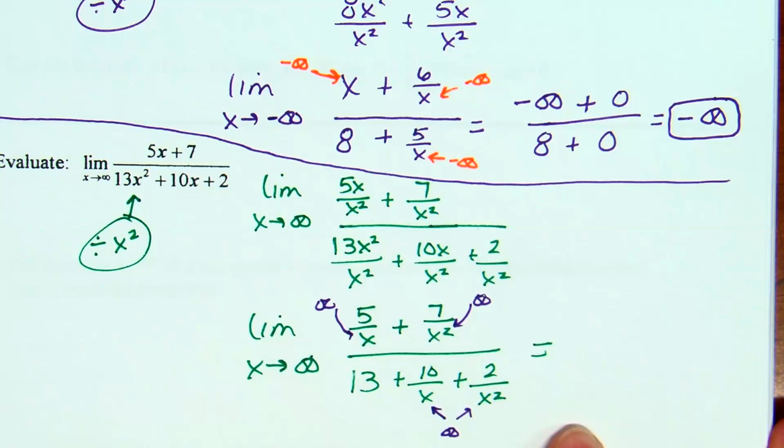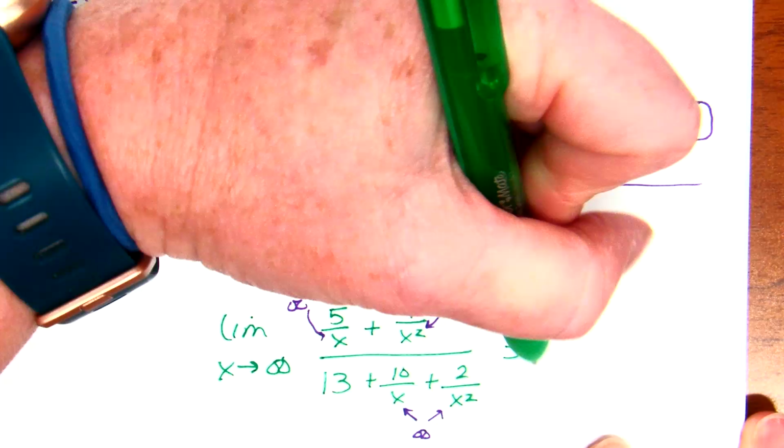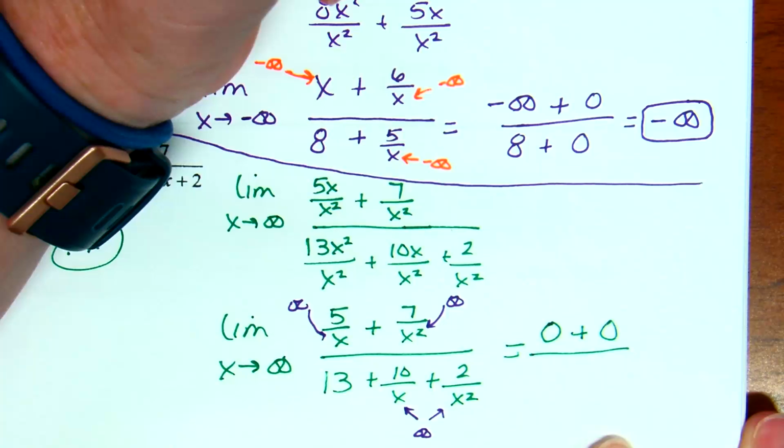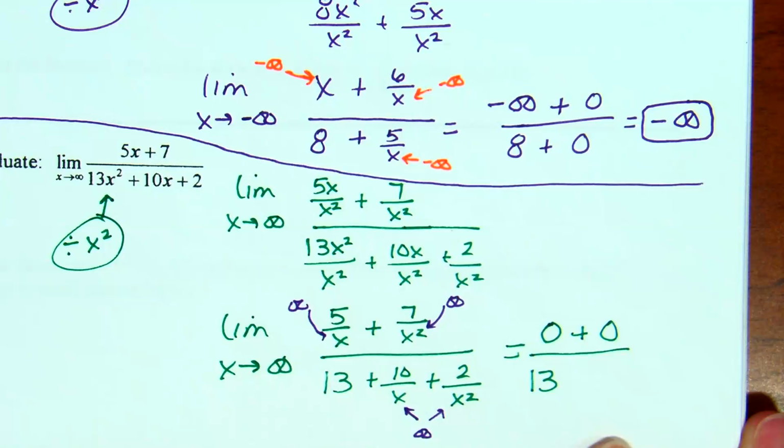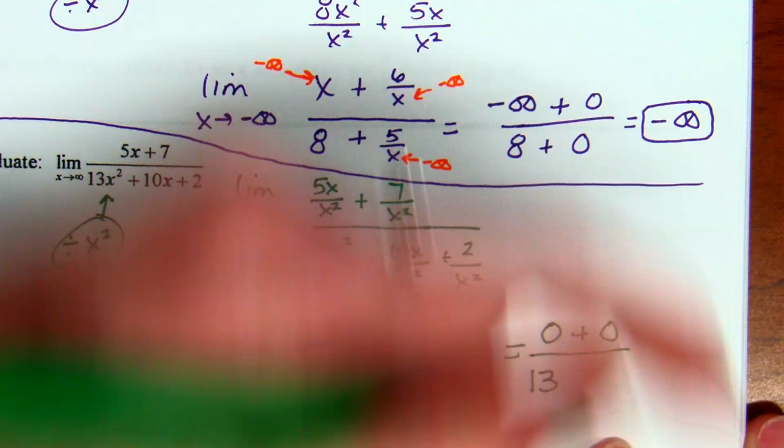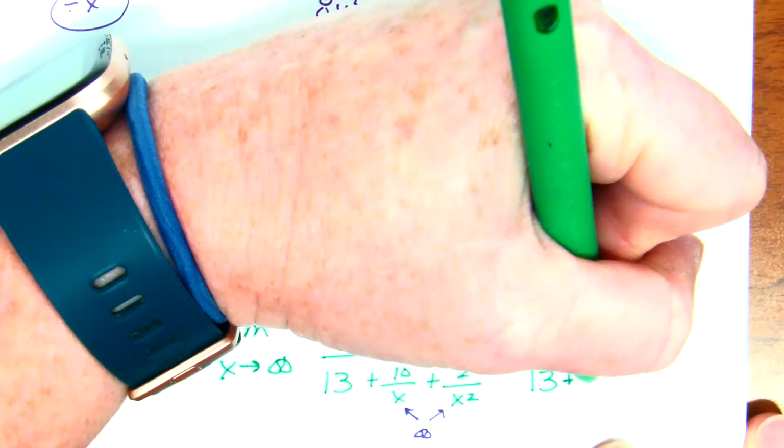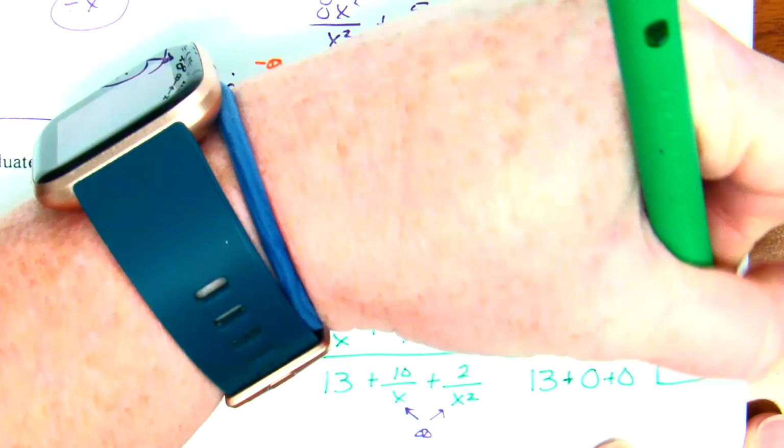Okay. What about 5 divided by infinity? 0. 7 divided by infinity? 0. In the denominator, I've got 13. Well, at this point, you've got it. We've got 0 over something other than 0. So, no, it exists. It's 0. 0 over anything other than 0 is 0.